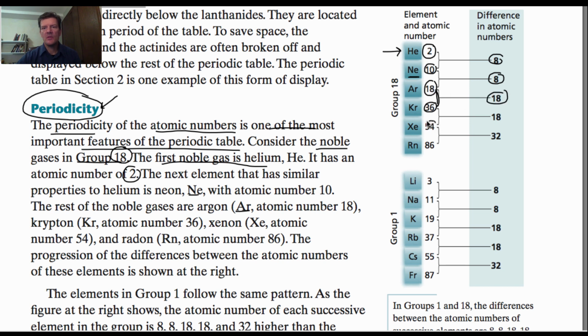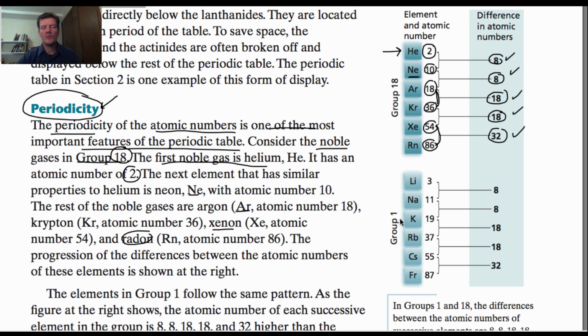And we keep going. We're down here to xenon, and xenon is 54. 54 minus 36, the one above it, is 18. And then we got radon. Radon has 86 protons, 86 electrons. The difference between that and the one above it is 32. And that is true now. If you go to any column, you're going to see the same 8, 8, 18, 18, 32 pattern.